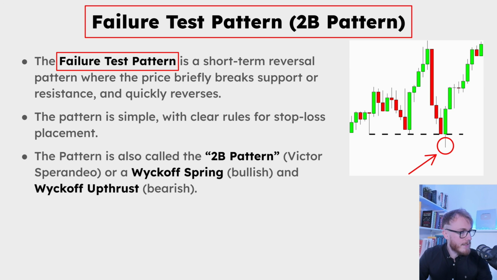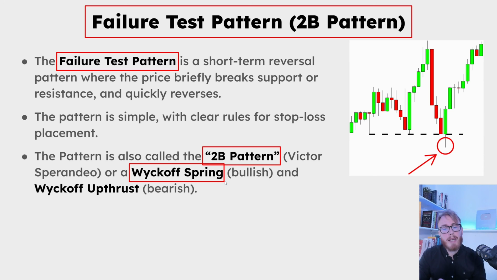And as I said, this pattern actually has many different names and it has been around for a long time. It can be called the 2B pattern, and if I'm not wrong, this name was popularized by a trader called Victor Sperandeo. But we can actually also call this pattern a Wyckoff spring in the case when the pattern is bullish, and a Wyckoff upthrust when the pattern is bearish. So all of these different patterns, the upthrust, spring, 2B pattern, failure test pattern, they have slight variations, but to be honest, they are all pretty much the same pattern.